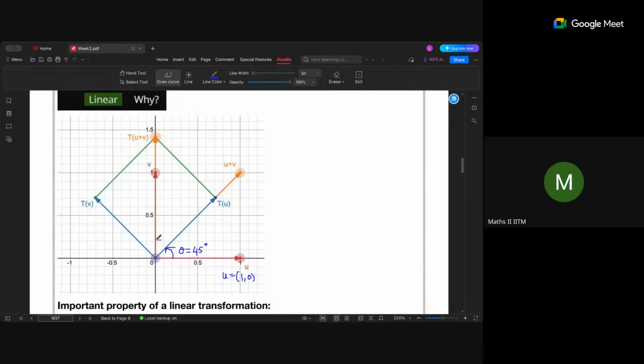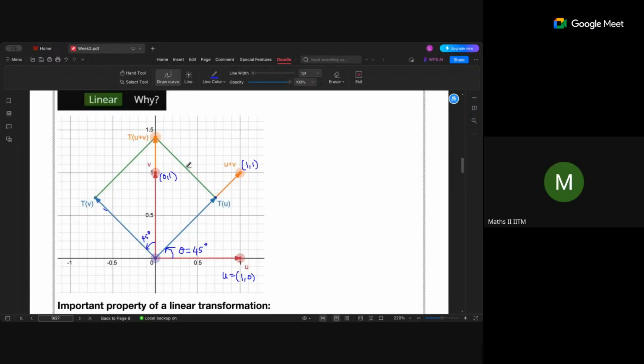Now let's take the vector V. What is this vector V? 0, 1. So again 0, 1, when it gets shifted, is another vector on the unit circle, 45 degrees from the y-axis. So this is your TV. This is your U, TU. This is your V and TV. Now what is your U plus V? According to the parallelogram law, if this is U and this is V, this should be your U plus V. So your U plus V is 1, 1.